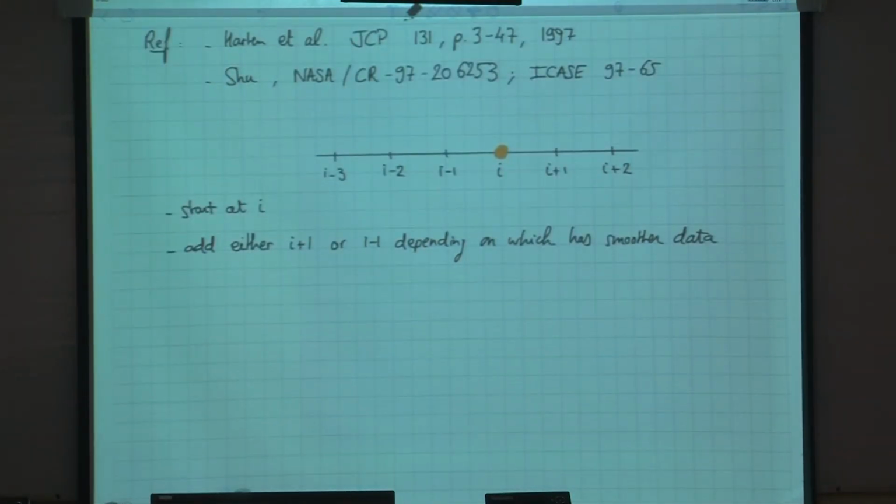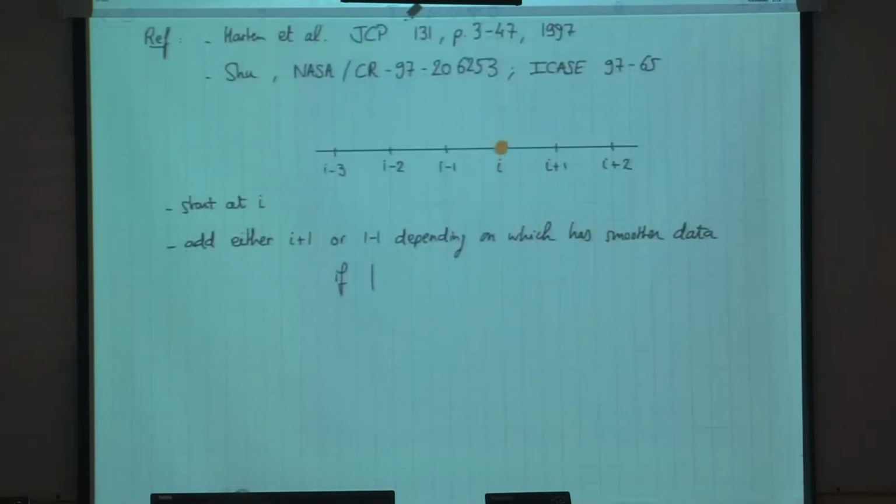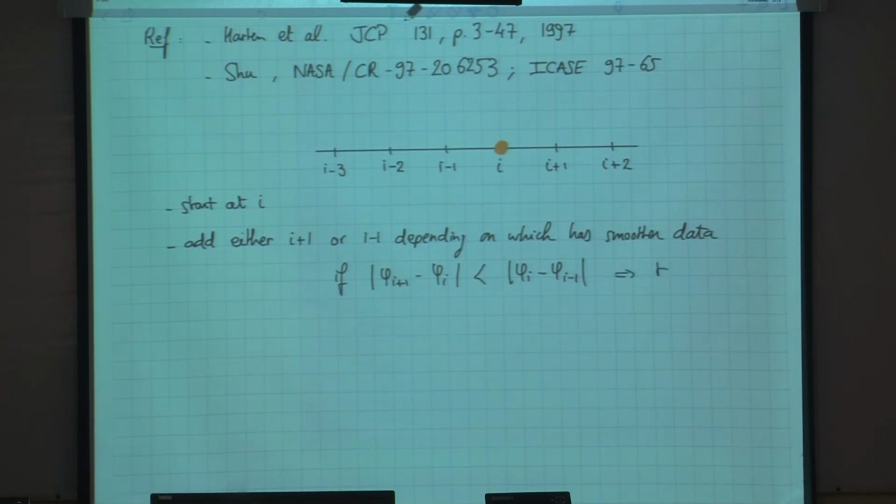So the approach is going to be: we're working with phis. If the magnitude of phi I plus 1 minus phi I is less than the magnitude of phi I minus phi I minus 1, then we're going to add as a second point in our stencil point I plus 1. However, if the magnitude of the variation between I plus 1 and I is larger than that between point I and point I minus 1, then we're going to do the opposite and extend our stencil in direction I minus 1. Okay, it's a simple idea.